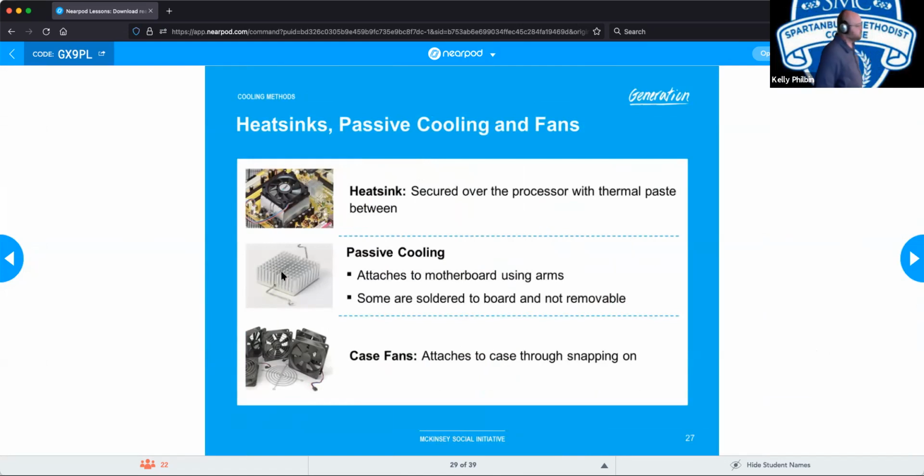Typically, you will see that on the North Bridge alone. And then you have case fans that will move the air through the computer. And then you have a heat sink fan right here at the top that can be secured on top of the heat sink and force the air through it. This is the most standard method for cooling a central processing unit.